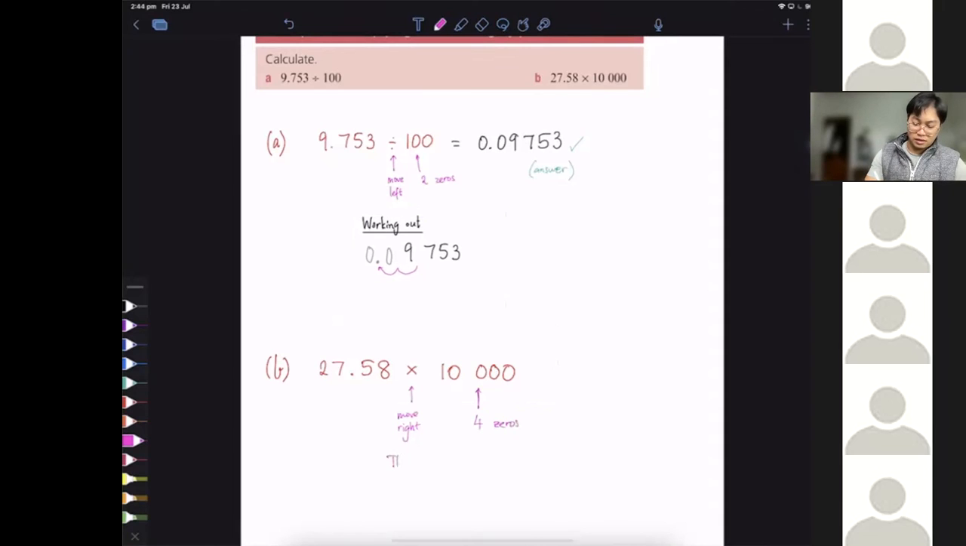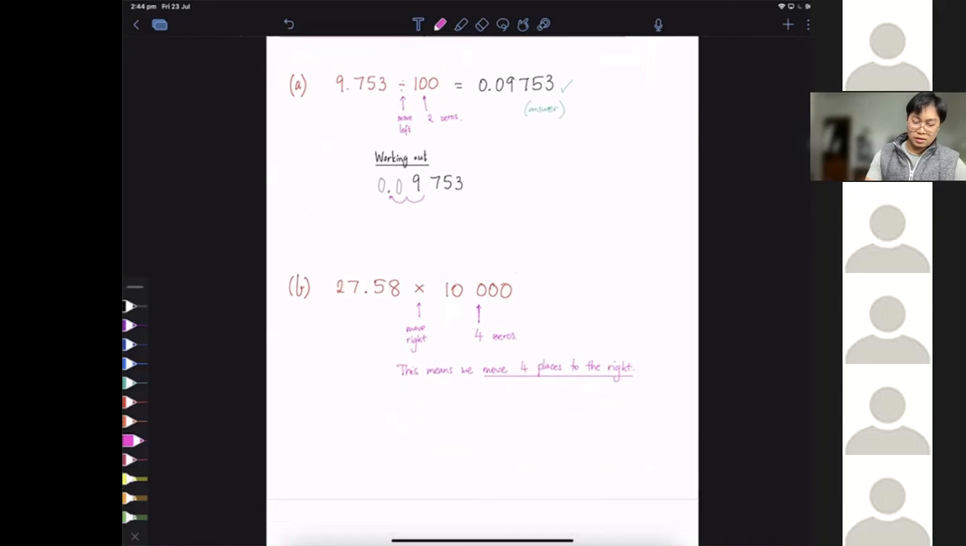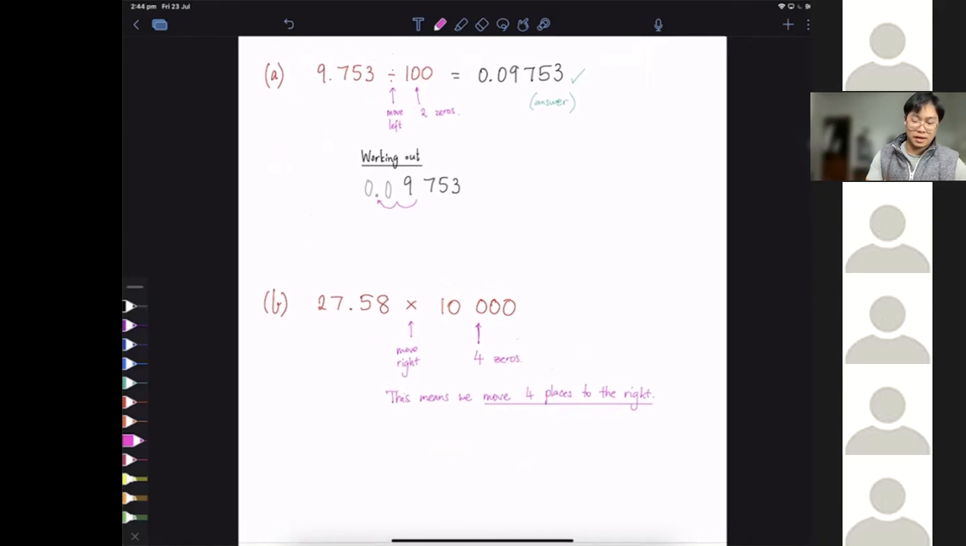So I should write this means we move 4 places to the right. The amount of zeros, and so what you want to focus on for division and multiplication is mainly the amount of zeros. The amount of zeros, that's correct. And also which direction you need to move in, depending on the symbol. That's correct. So we're going to show a bit of working out here.